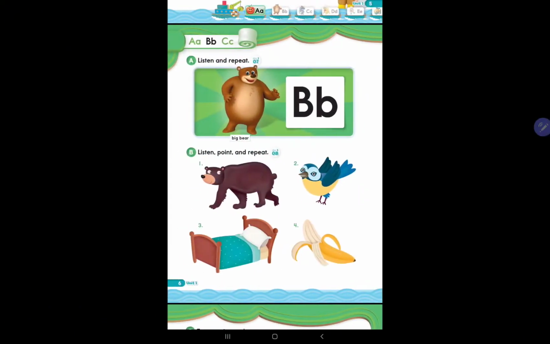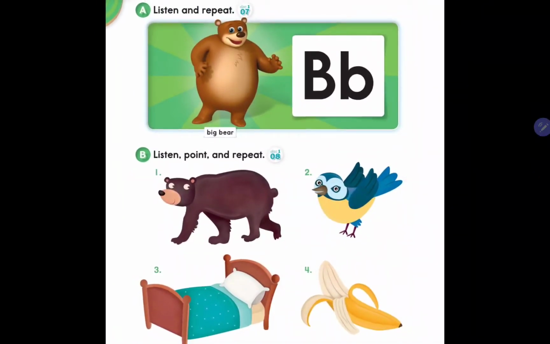Okay, let's look at the letter B. This is the letter B. The sound for B is B. Here we have four pictures. Picture number one, bear. B, B, bear. Picture number two, bird. B, B, bird. Picture number three, bed. B, B, bed.